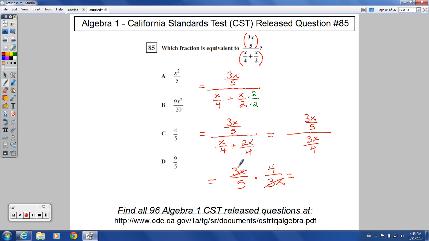Cross canceling, we're just looking for things in one numerator and then another denominator somewhere else in the fractions that can cross each other out or cancel each other out. So 3x and 3x, the 3 can cancel the 3, the x can cancel the x. And so we just have on the top 4. It's just like 1 times 4 is what's left over, and 5 times 1 is what's left over down here. So we have 4 over 5, and that would be our final answer. Choice C for number 85.